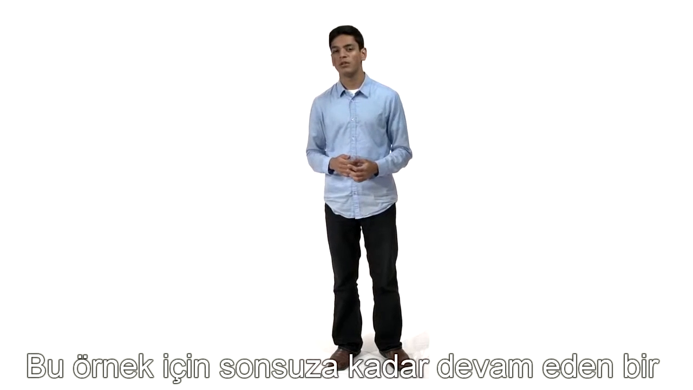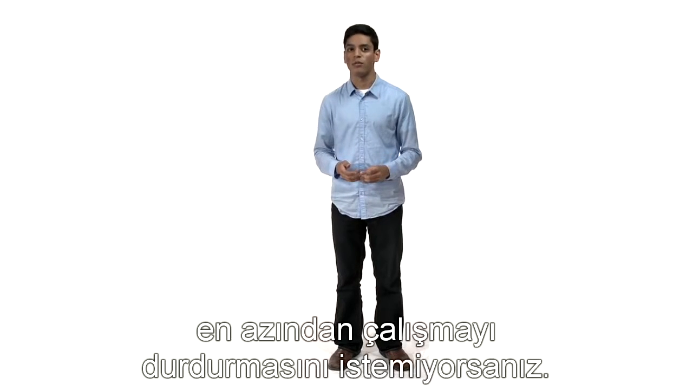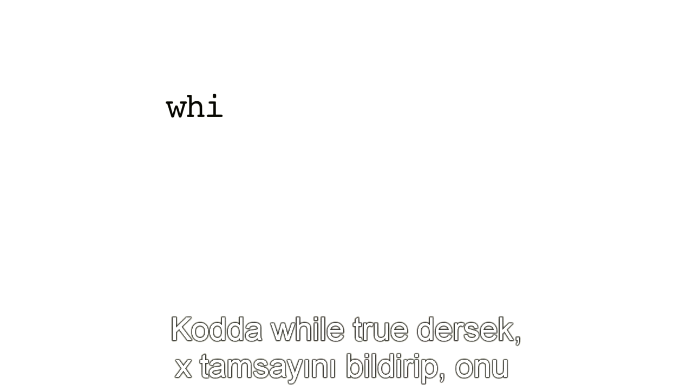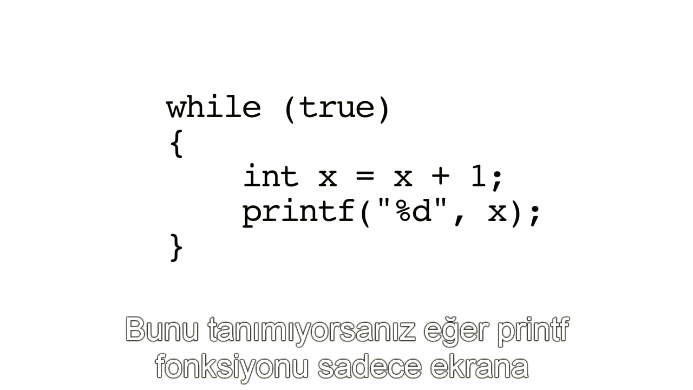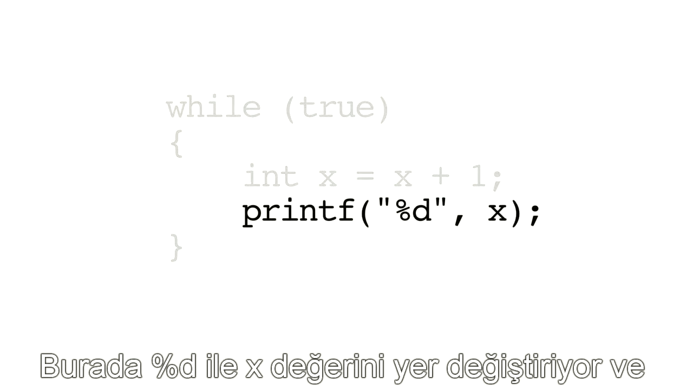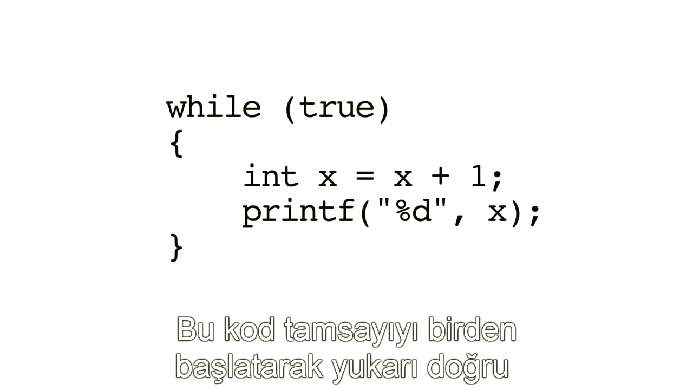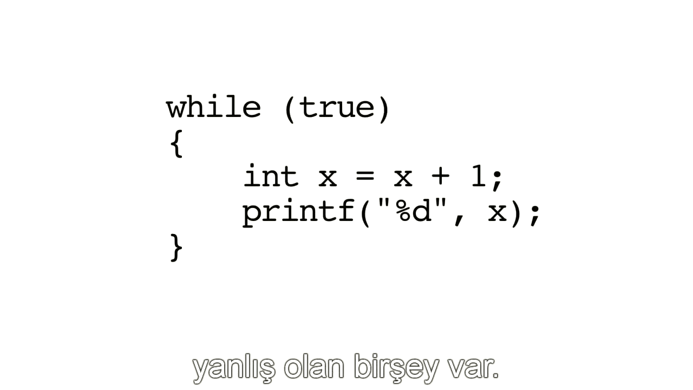Next, we look at how to use variables with loops. For the sake of this example, let's set up a loop that runs forever. Just as a warning, you probably shouldn't do this in actual code, at least not if you ever want it to stop running. In the code we say, while true, declare the int x and set it equal to x plus 1, and then print that variable. In case you're unfamiliar with it, the printf function simply prints something to the console. In this case, it replaces the %d with the value of x and prints it. This code tries to print integers infinitely, starting with 1 and going upwards. But there's something wrong with it.